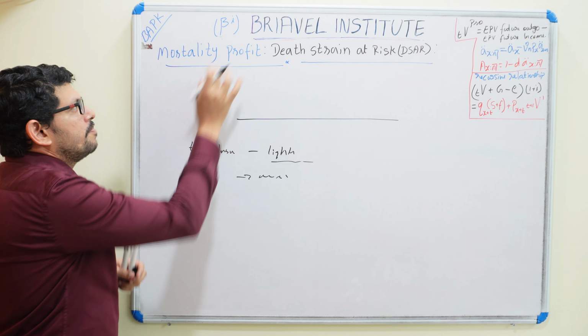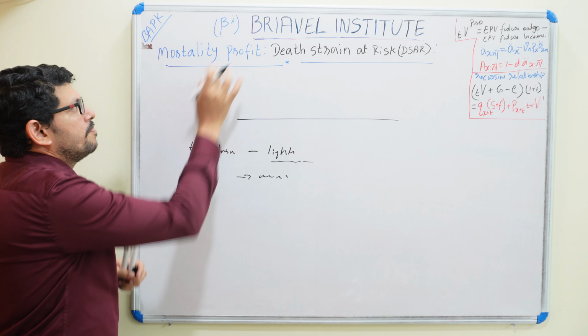We have around 10 classes available in this chapter. So one by one we can discuss. First we discuss what is the death strain at risk, then actual death strain and expected death strain. Then we'll go to the mortality rate.